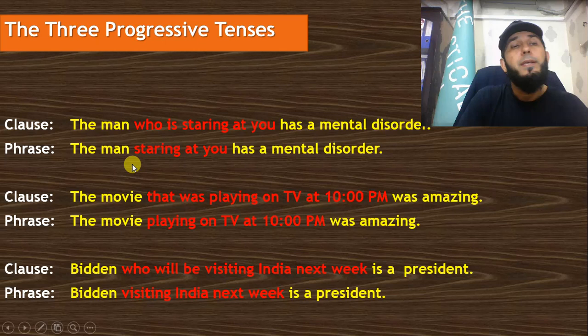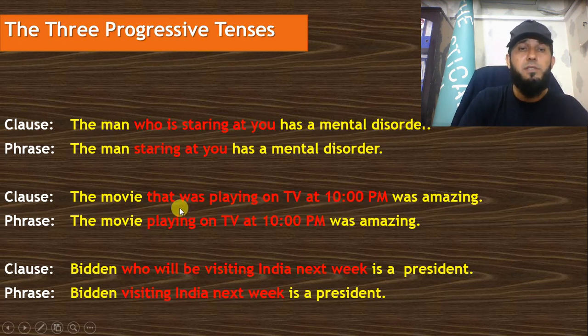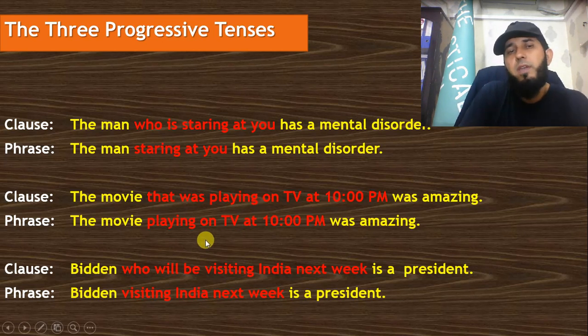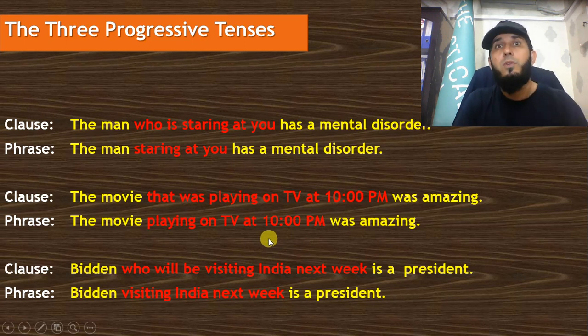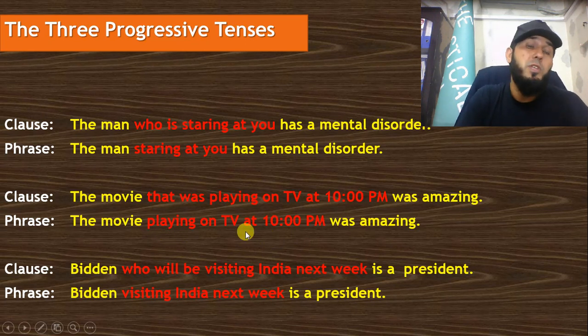I hope it's clear. So now look at the second example. The movie that was playing on TV at 10 p.m. was amazing. So that's past continuous tense. So what you do, you remove the relative pronoun that and the to be verb was, and you leave the rest of the clause alone, and it becomes a modifying phrase. So now look at the second example: the movie playing on TV at 10 p.m. was amazing. So playing on TV at 10 p.m. is not a clause anymore. As I said before, there's no subject and verb, and it's just a modifying phrase.